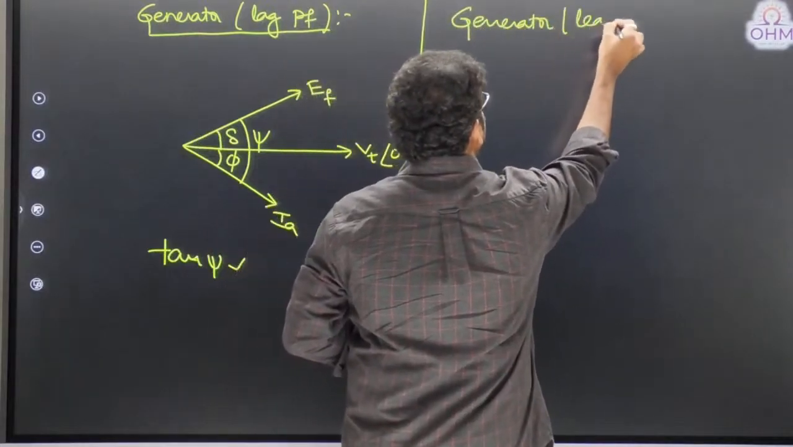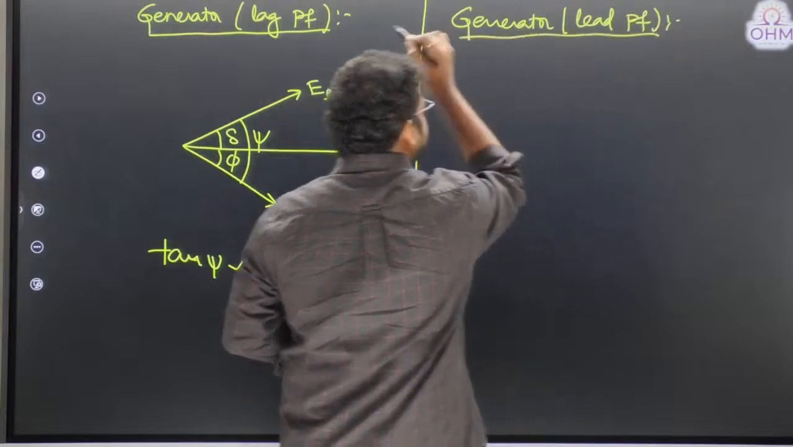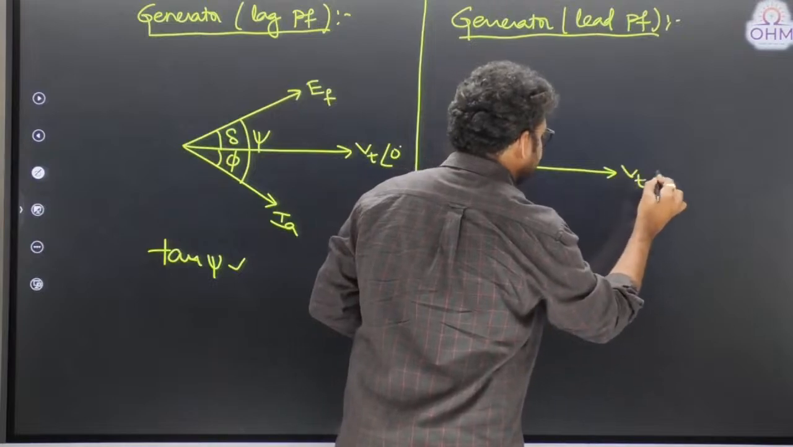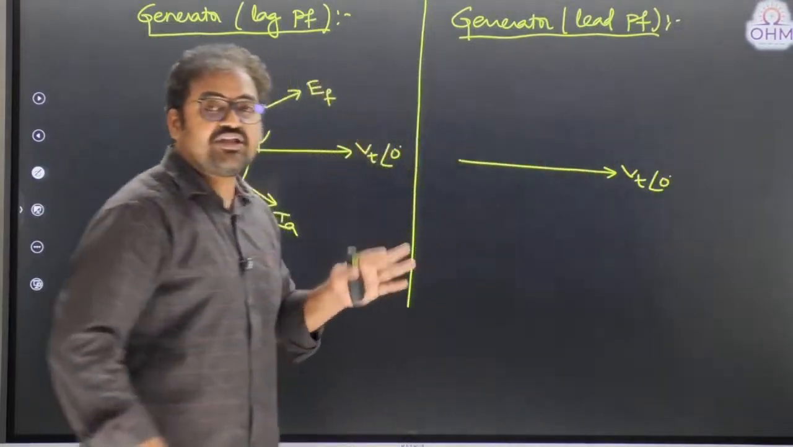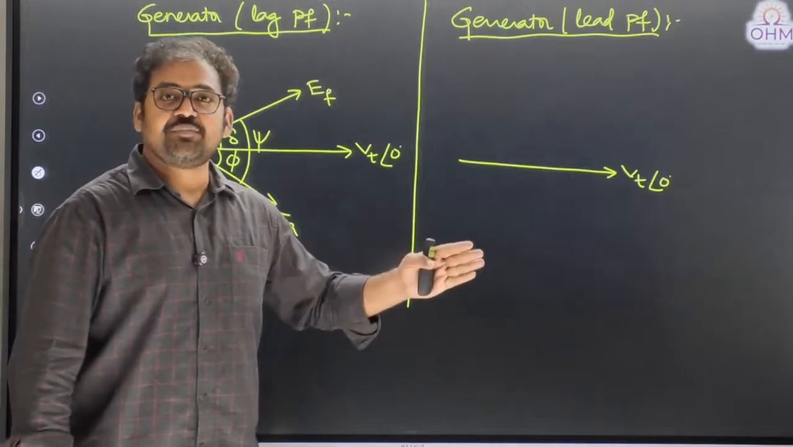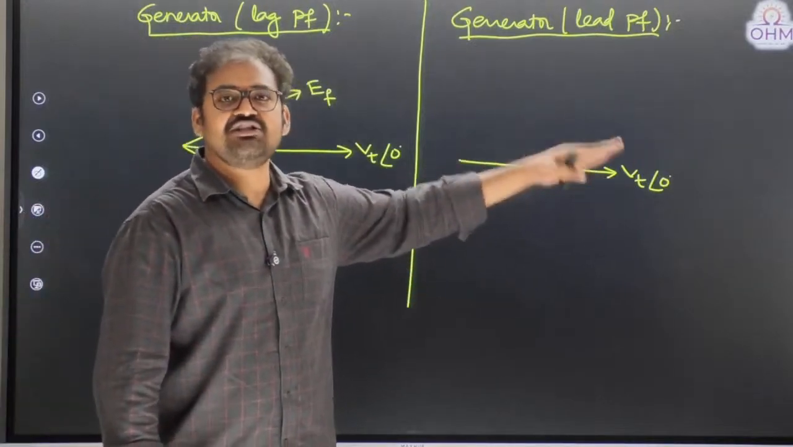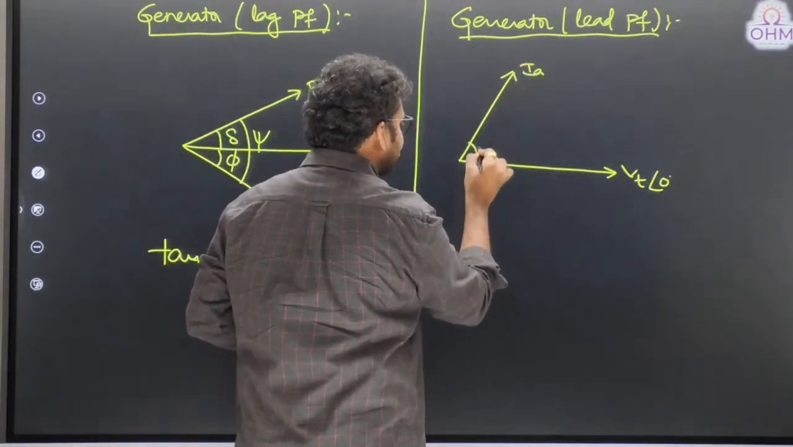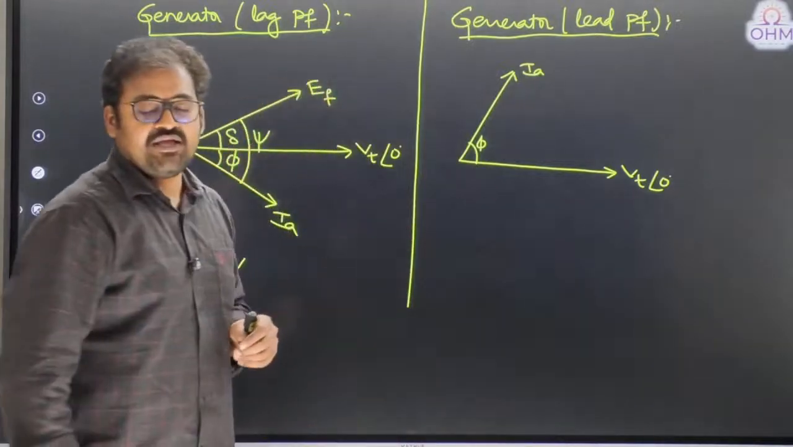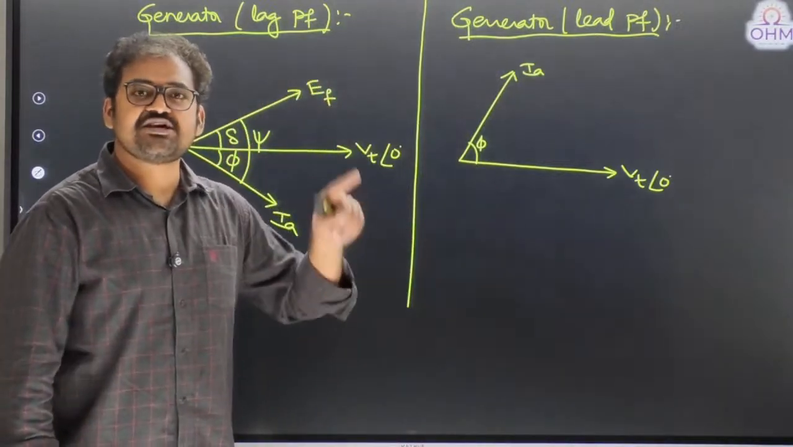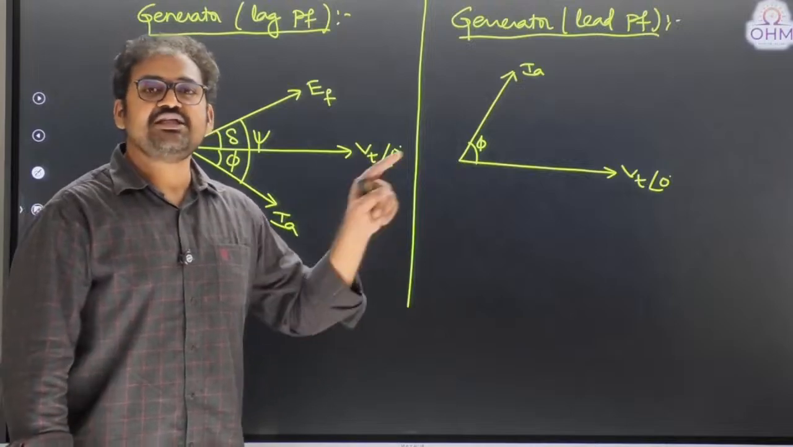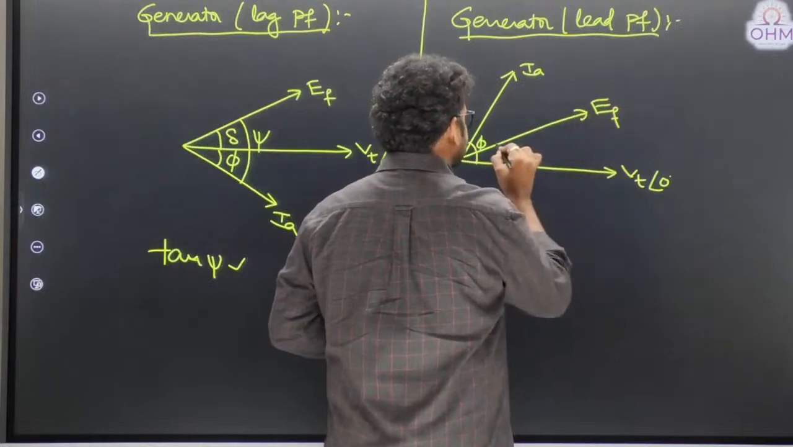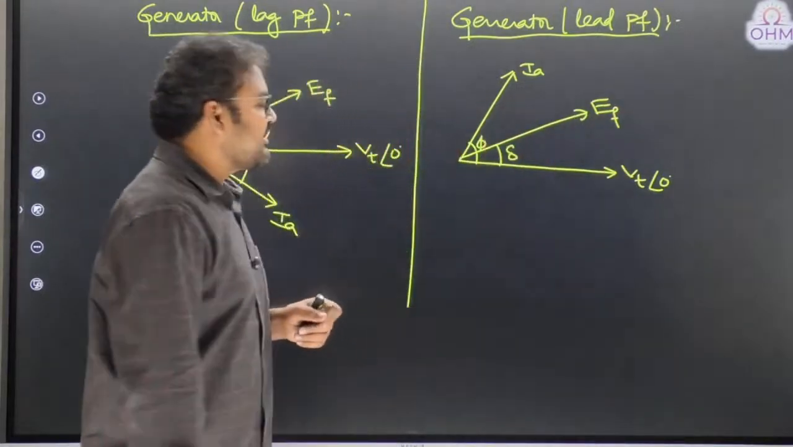Generator with leading power factor. Let us first take terminal voltage. Terminal voltage is always the reference. Then where is armature current? I said leading power factor, therefore armature current will lead the terminal voltage by phi. Then what about induced EMF? We know in a generator, induced EMF will lead the terminal voltage by a load angle delta. Here I am taking induced EMF leading the terminal voltage by delta.